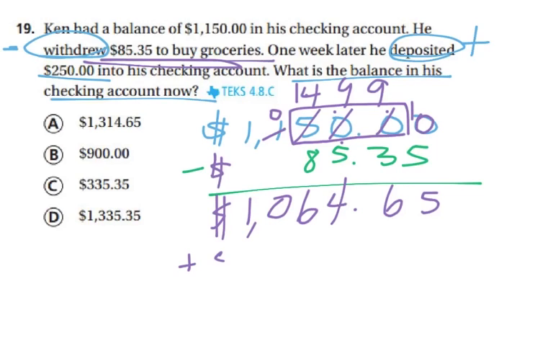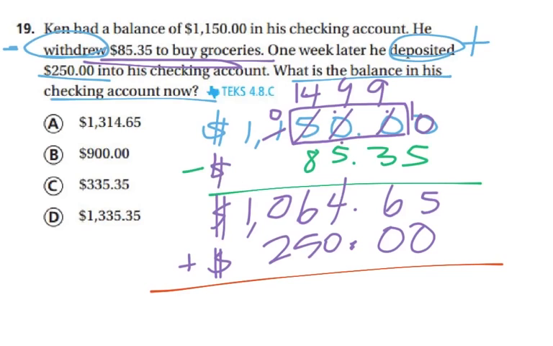So I'm just going to simply add $250. I want to line these up. If I didn't line things up and pay attention to my decimal point, my answer would be completely off. Now I'm going to add these amounts. 5 plus 0 is 5. 6 plus 0 is 6. Bring my decimal point down. 4 plus 0 is 4. 6 plus 5 is 11. Carry my 1. 1 plus 0 plus 2 is 3. 1 plus nothing is 1.